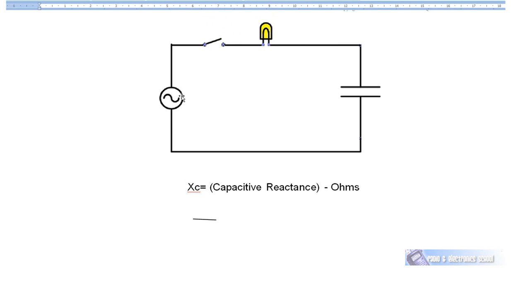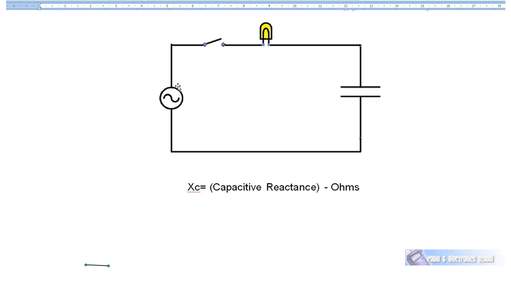You have to know the relationship between the frequency of the generator and the capacitance of the capacitor, because that will determine the capacitive reactance. So the only things that determine it are the frequency of the generator and the capacitance of the capacitor. If a capacitor is larger, it will have less capacitive reactance, because it's able to charge or discharge more on each half cycle of AC. So a large capacitor would have this lamp shining very brightly. A small capacitor would have it very dimly lit.